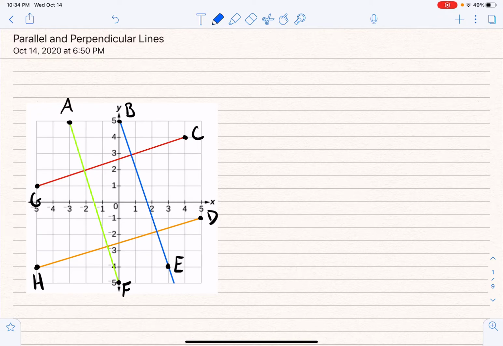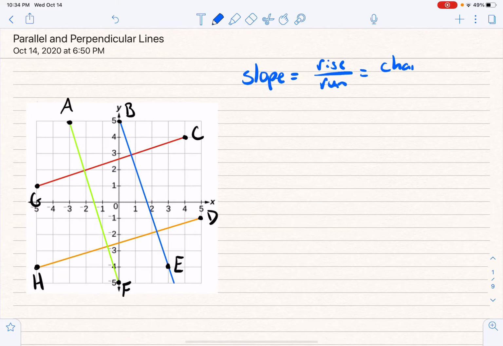If you don't remember, the word slope is rise over run. Slope is how we describe how steep a line is, either going up or going down, as it's graphed on this Cartesian coordinate plane right here. So slope is always rise over run. And rise is the change in the y value. And run, of course, then is the change in the x value.